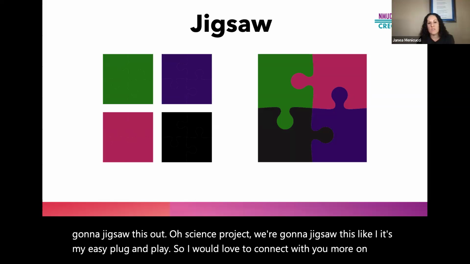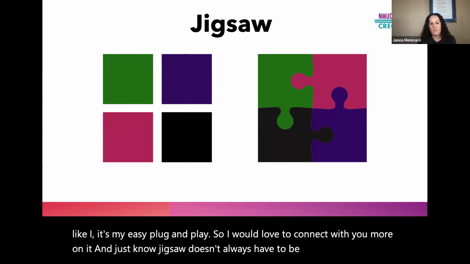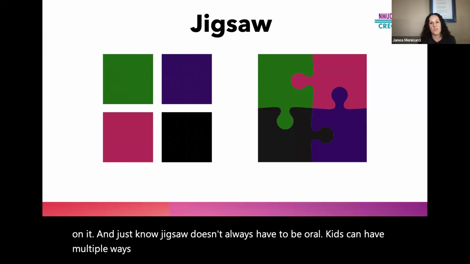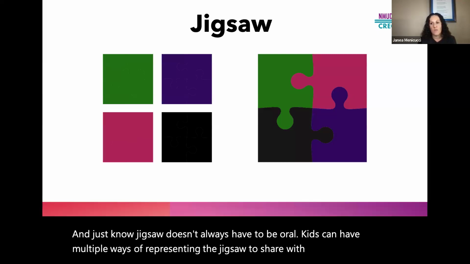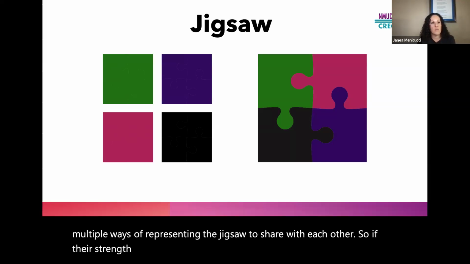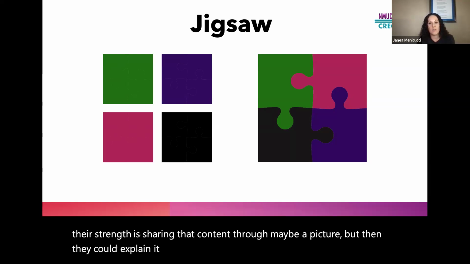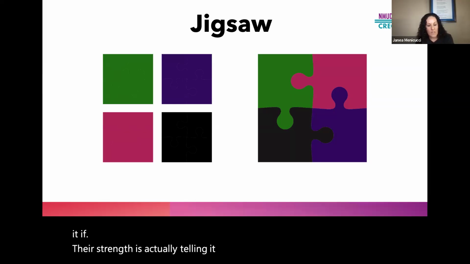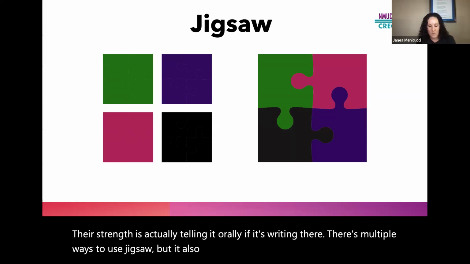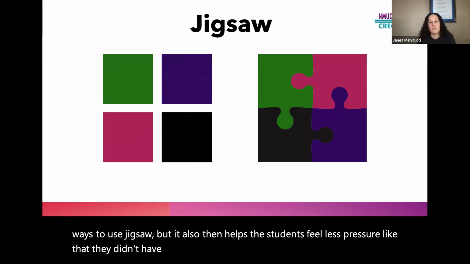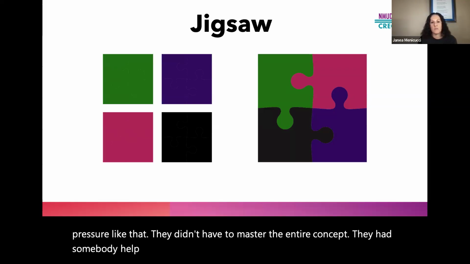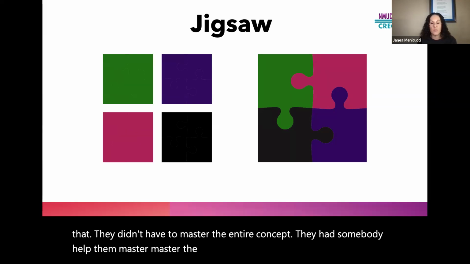And just know Jigsaw doesn't always have to be oral. Kids can have multiple ways of representing the jigsaw to share with each other. So if their strength is sharing that content through maybe a picture, but then they could explain it. If their strength is actually telling it orally, if it's writing, there's multiple ways to use Jigsaw, but it also then helps the students feel less pressure, like that they didn't have to master the entire concept. They had somebody help them master the content to put all the pieces together. I love that. That's great.